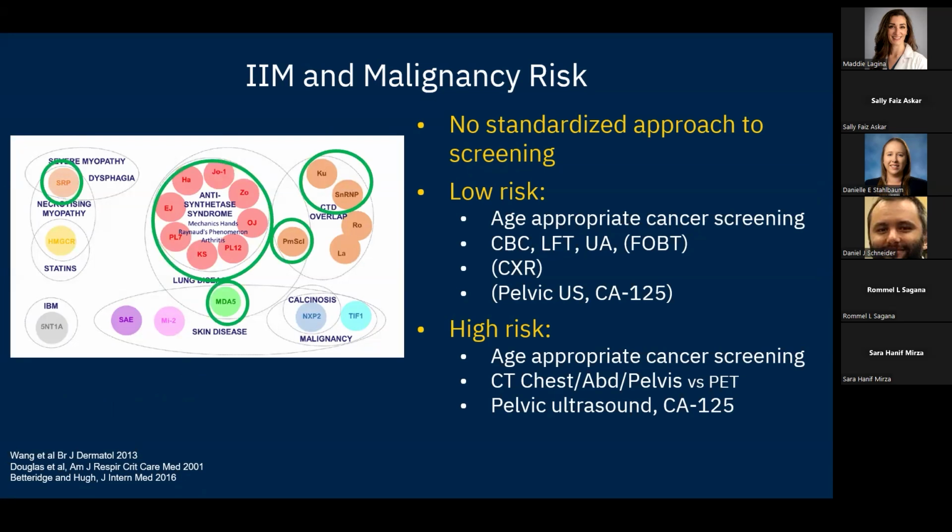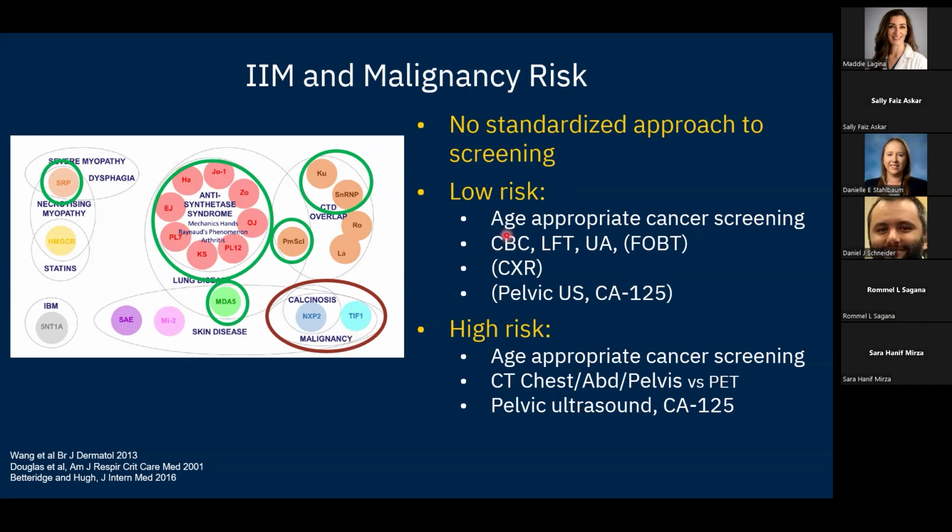We have antibodies that are overall lower risk for malignancy. Again, those are the antibodies that most of you are seeing as pulmonologists. And then we have two antibodies that are higher risk for malignancy, that's NXP2 and TIF1 gamma. There's no standardized approach to screening patients with dermatomyositis and polymyositis.